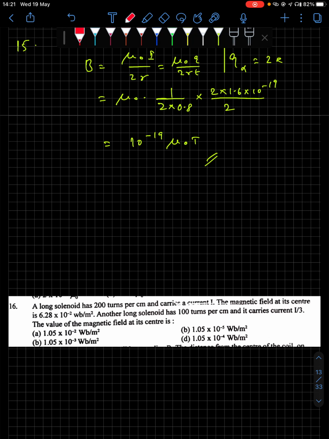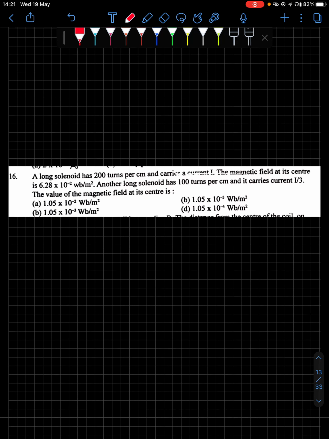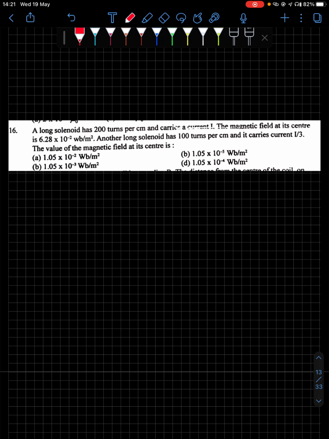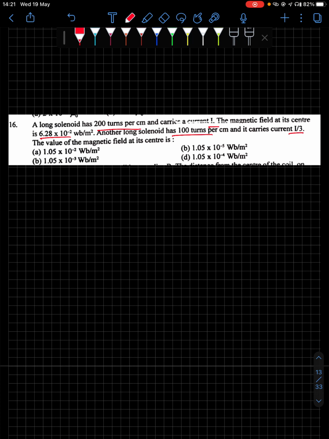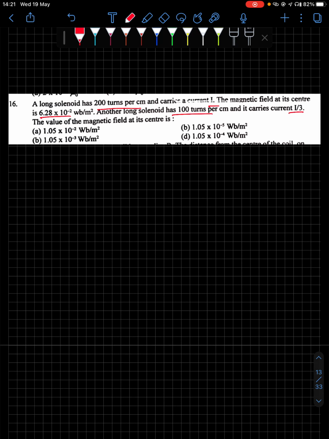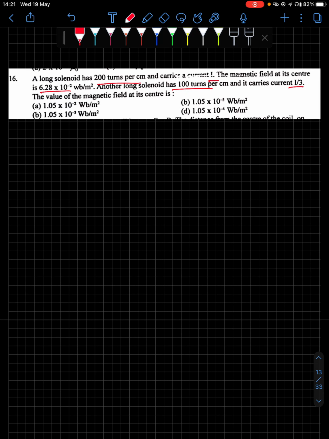Question number 16 next. You have a long solenoid with 200 turns per centimeter, carrying a current I. The magnetic field at the center of the solenoid is given. Now you have another solenoid with 100 turns per centimeter, carrying current I by 3. You have to find the magnetic field at the center of the second solenoid.